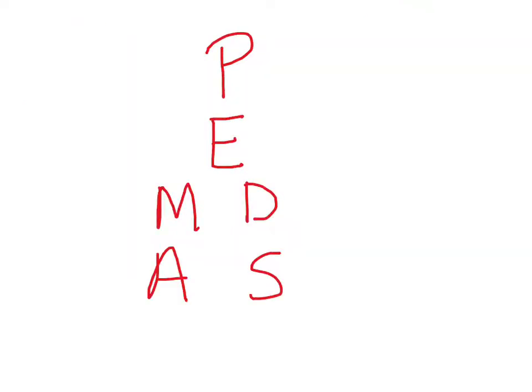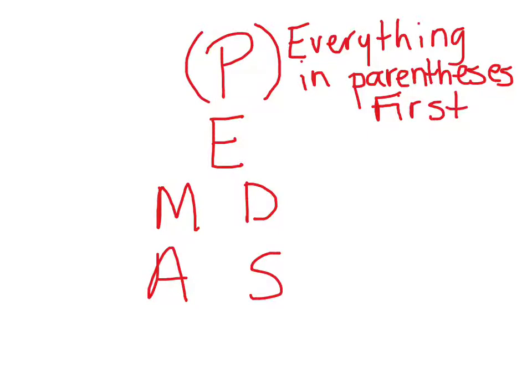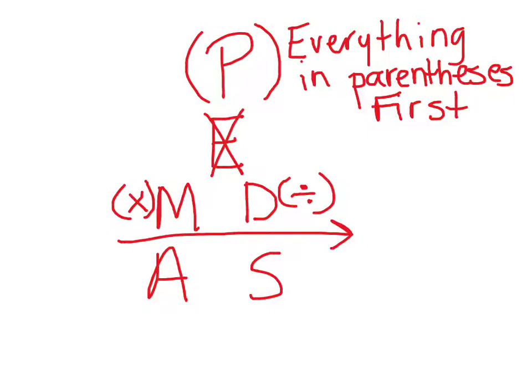PEMDAS. P is parentheses, so we're going to do everything in parentheses first. E is for exponents. We don't do exponents in 5th grade. Then M is multiply, D is divide, and remember those can be done in any order from left to right.